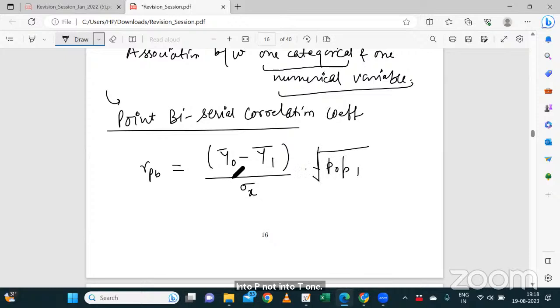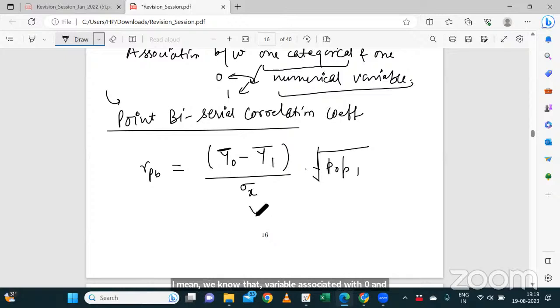So what is the meaning of y bar naught and y bar 1? Since I'm going to take one categorical variable, this categorical variable will have two categories. I mean, it's a dichotomous variable, only two categories, like yes, no, female, male, and one numerical variable. In that categorical variable, I will label one category as 0 and the other category as 1. And we have to find y bar naught and y bar 1, the mean of the numerical variable associated with 0 and with 1 respectively.